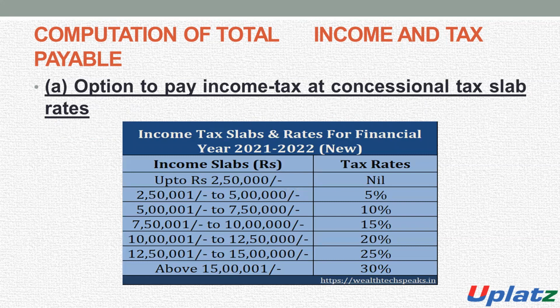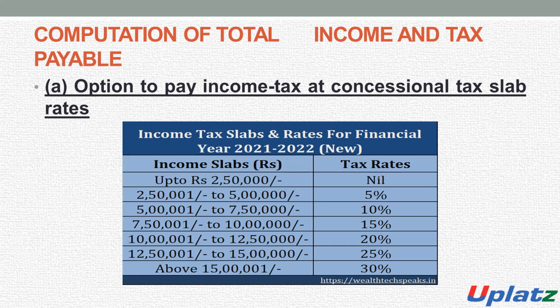In the case of an individual, the tax rate is nil up to 2,50,000. More than 2,50,000 up to 5 lakh, 5%. More than 5 lakh up to 10 lakh, 20%. And more than 10 lakh, 30% is the rate of tax.